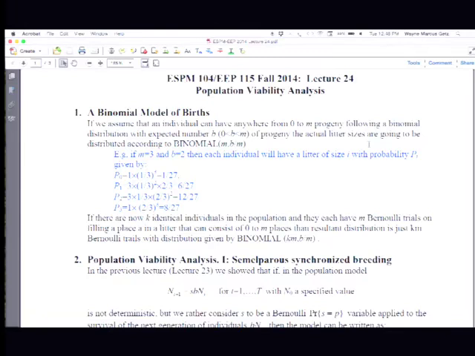And then the probability that the litter would be of size 0 would be 1 over 27. It would be of size 1 would be 6 over 27, so you can use the binomial expansion to get these numbers. That it would be of size 2 would be 12 over 27, and then it would be of size 3, it would be 8 over 27.